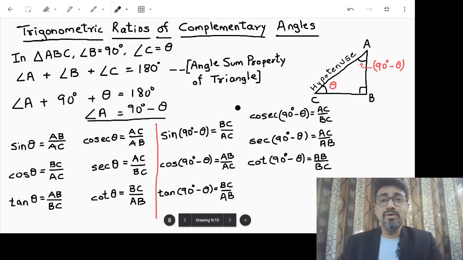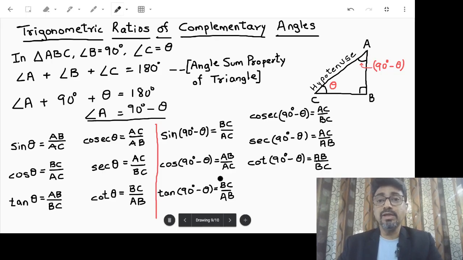And the trigonometric ratios of the other acute angle, that is A, that is 90 minus theta, will be: sine of 90 degree minus theta, opposite side of A upon hypotenuse, that is BC upon AC. Cos of 90 degree minus theta, adjacent side AB upon hypotenuse AC, AB upon AC. And tan of 90 degree minus theta is opposite side BC upon adjacent side AB, BC upon AB.